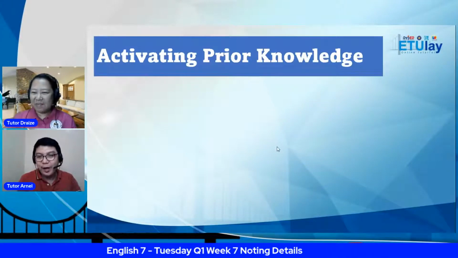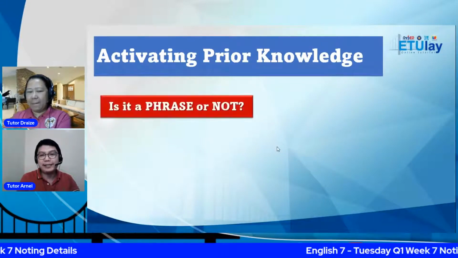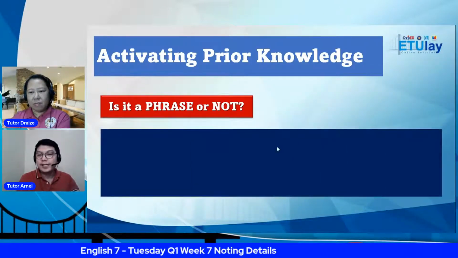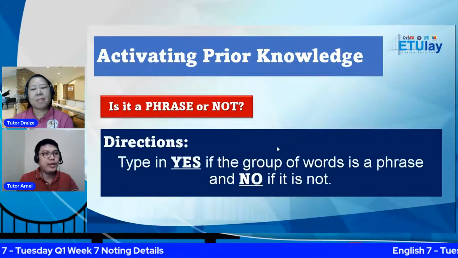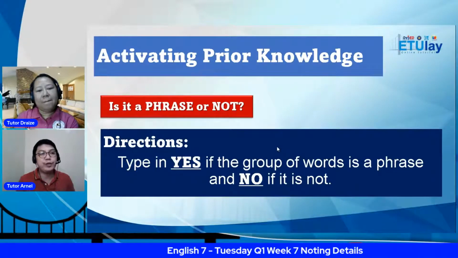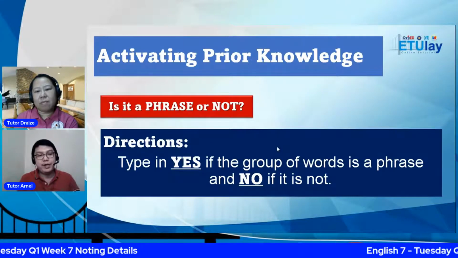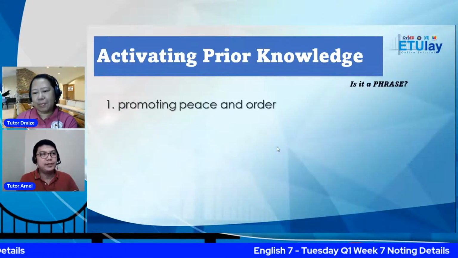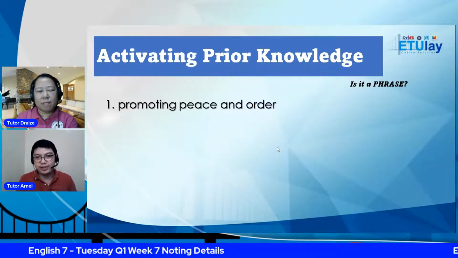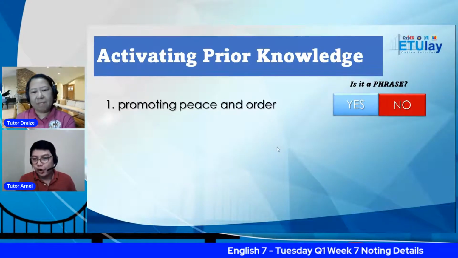Okay, now we are entering our discussion. Right after we discuss the phrases, let's try our activating prior knowledge activity. There's a question here: is it a phrase or not? This is what you are going to do, students. You are going to type yes in our comment section if the group of words I'll be showing you is a phrase, and if it's not, you're going to type no. So let's see what we have here. The first group of words is promoting peace and order. Is it a phrase? All right, we have two options. Is it yes or no?